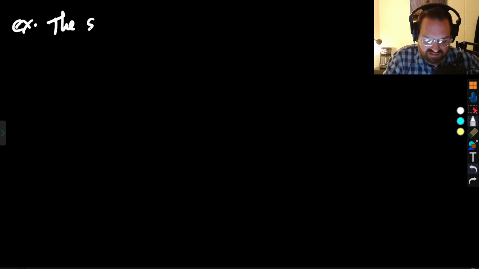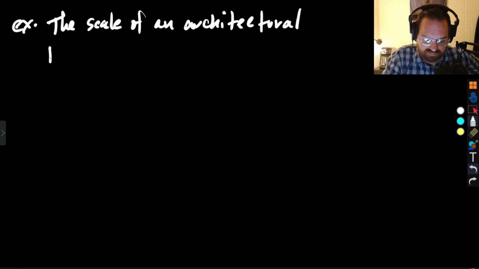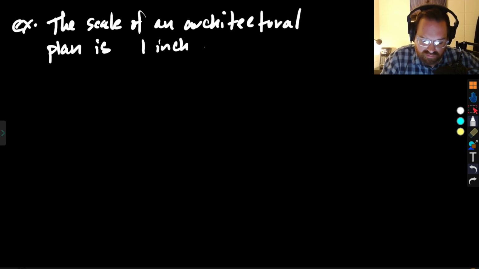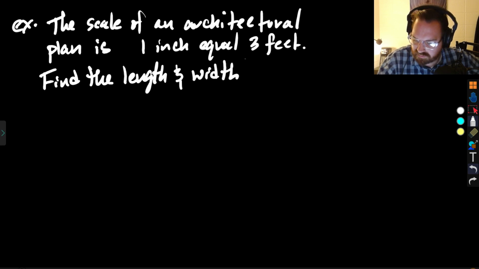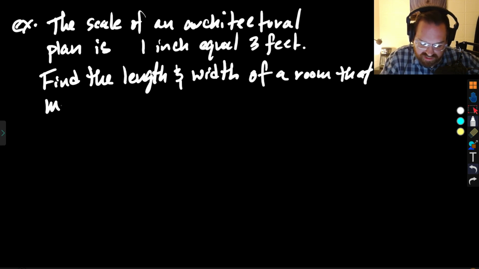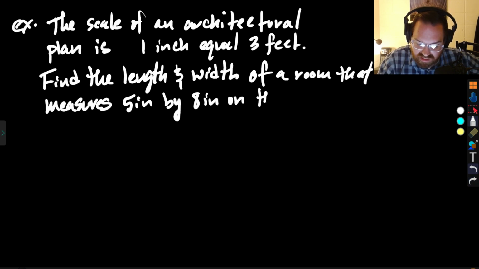This question is very similar to that, because you have to figure out what the true size of something is based upon architectural plans that have, obviously, the whole thing scaled down. So the scale of an architectural drawing is 1 inch equals 3 feet. Find the length and width of a room that measures 5 inches by 8 inches on the drawing.